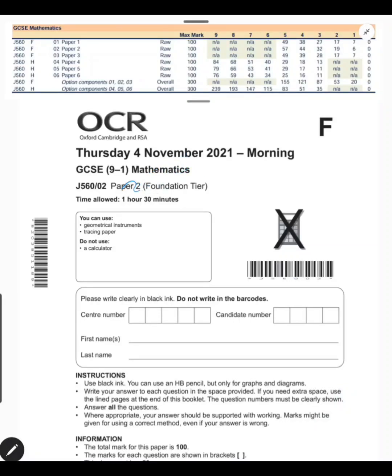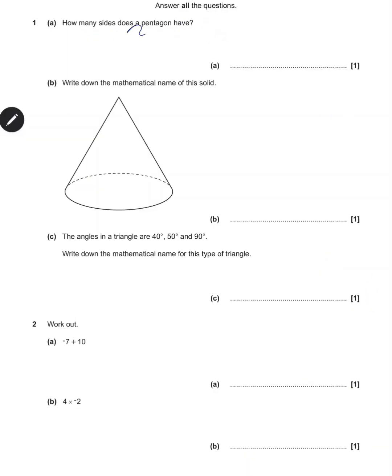So we're doing OCR's paper 2, the foundation non-calculator paper from November 2021. And if we just look at the grade boundaries, paper 2, you need 44 marks for a 4 and 57 marks for a 5 on this paper. Question 1, nice and easy to get us going.